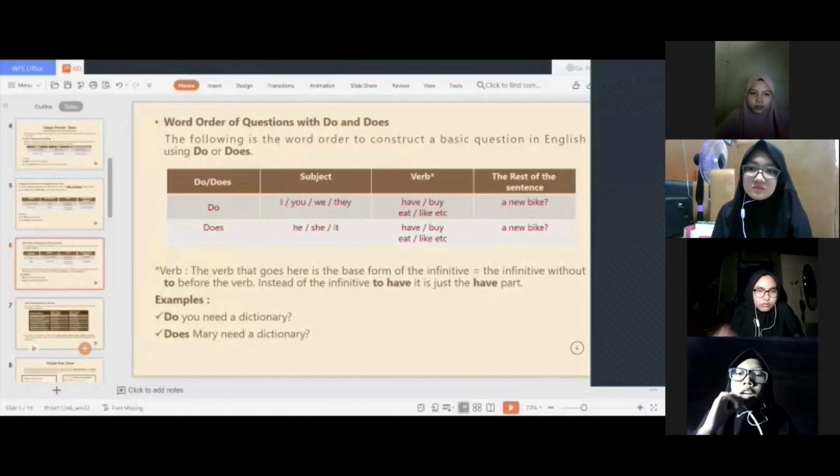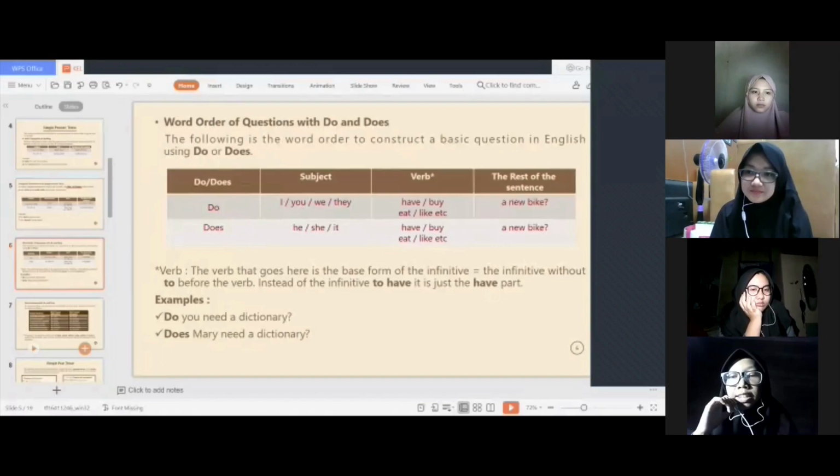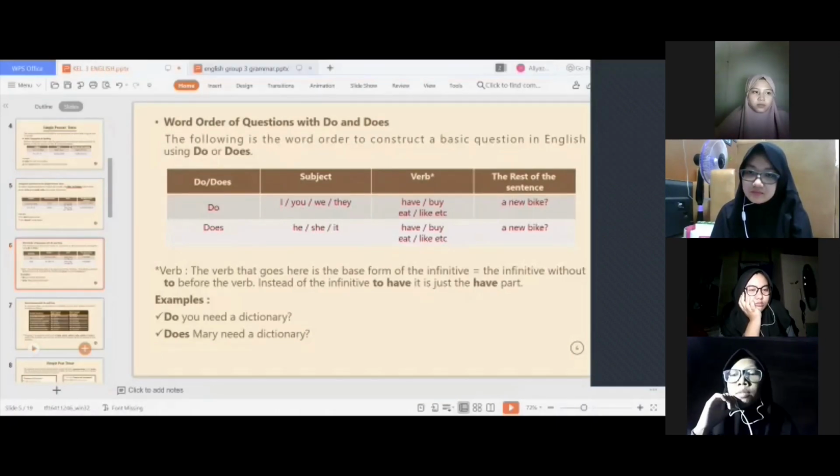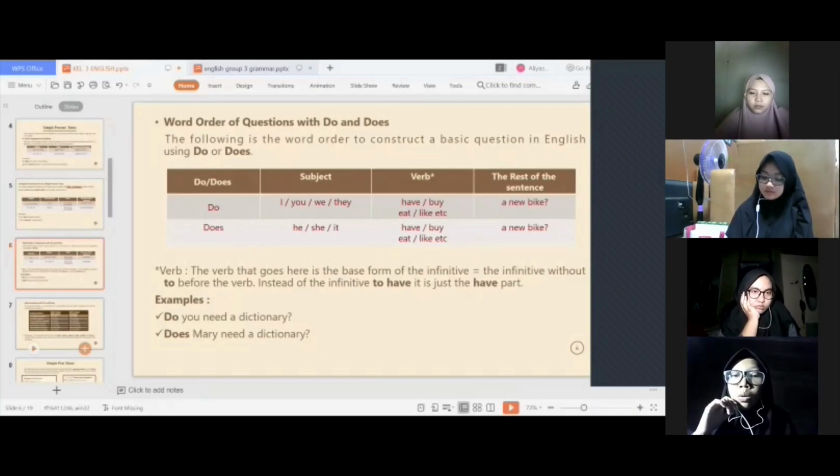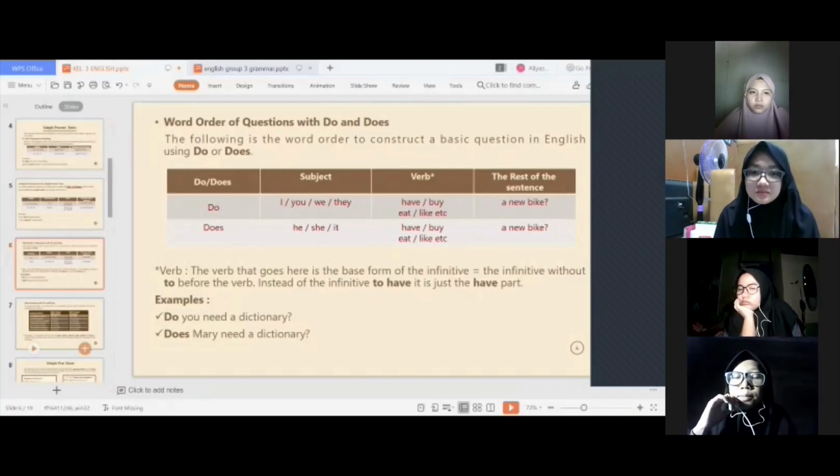Word order of question with do and does. The following is the word order to construct a basic question in English using do or does. So if we want to make a question sentence, do or does is in the front of the sentence. Do, if the subject is I, you, we, they plus verb plus the rest of the sentence. But if the subject is he, she, it, does plus verb plus the rest of the sentence.